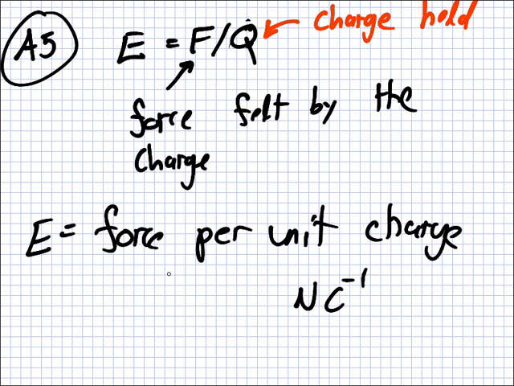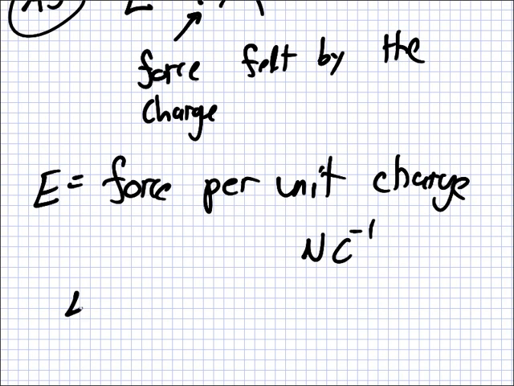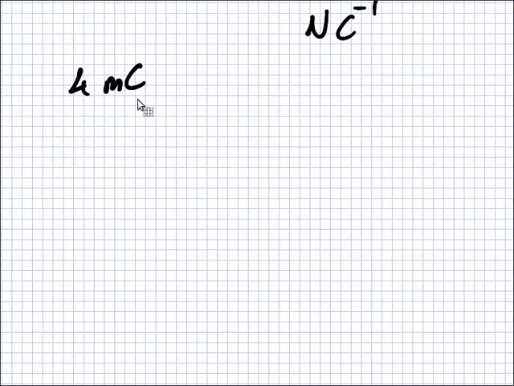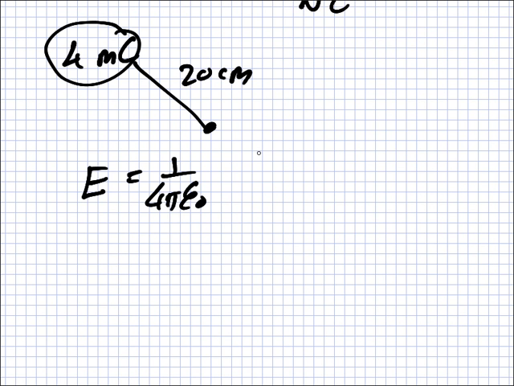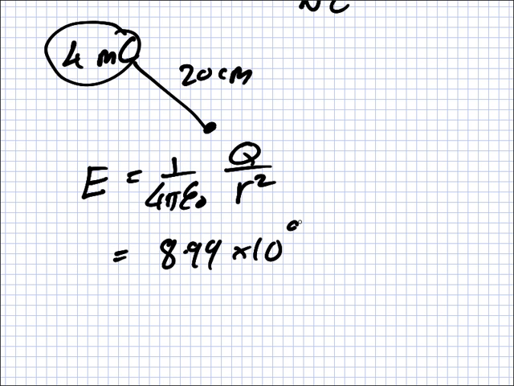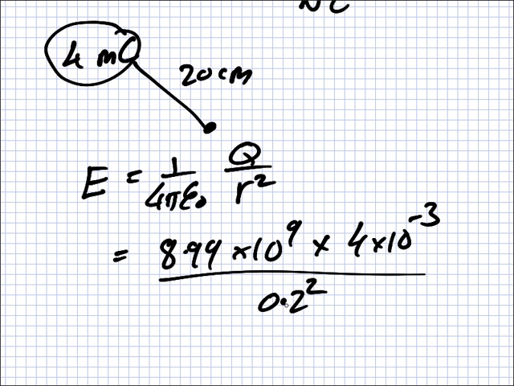In the region around a point charge of 4 millicoulombs, there is an electric field. Determine the electric field strength at a distance of 20 centimeters from the point charge. Okay, so this one, I'm not sure if it's in the formula book, it probably is. It's the formula 1 over 4 pi epsilon 0 times q over r squared. It is in the book. Yes. That's 8.99 times 10 to the 9 times 4 times 10 to the minus 3 over 0.2 squared, I hope.